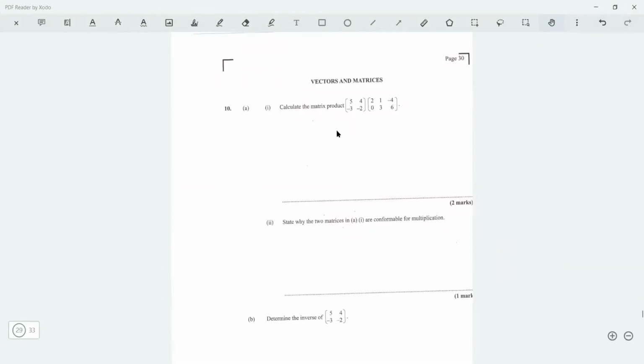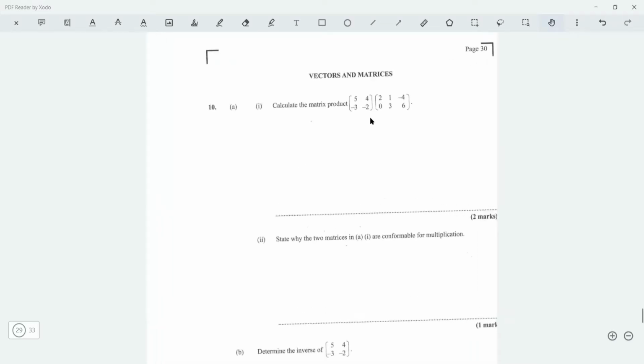This question now, question 10, is vectors and matrices. We need to calculate the matrix product of 5, 4, minus 3, minus 2 times this matrix right here. Remember, how do we multiply matrices? We go row by column. Remember, it is row by column.